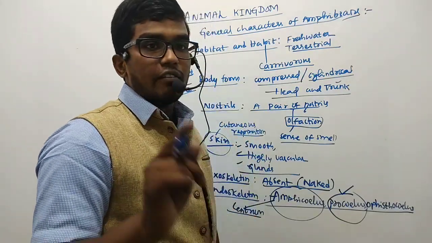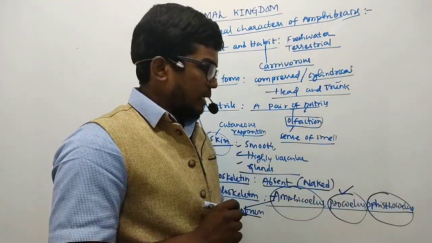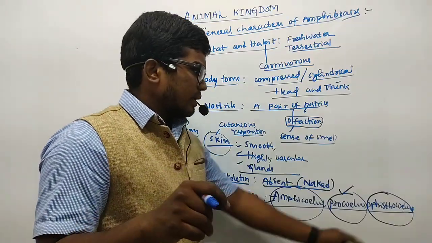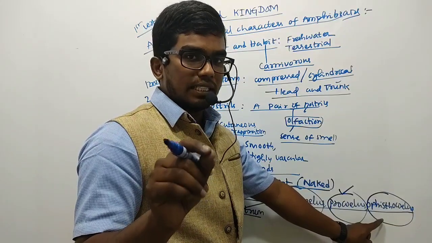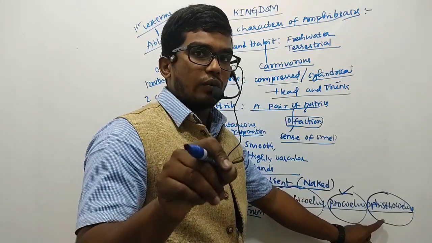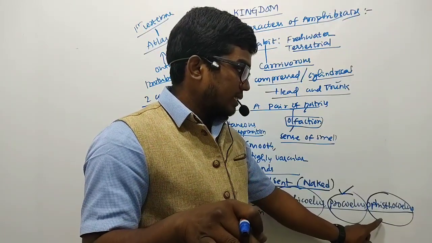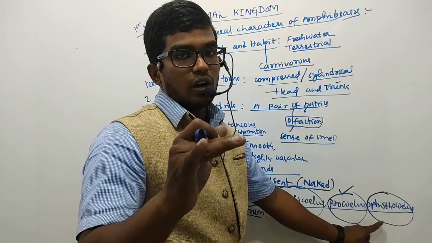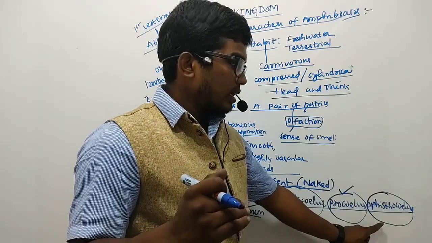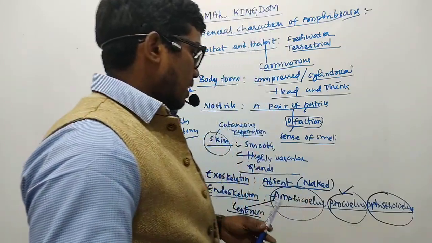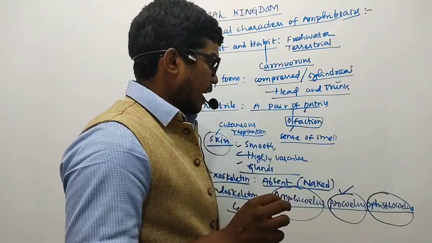Furthermore, dear students, we have opisthocoelous vertebrae as well. It is very simple. The centrum towards one end, let us say the anterior end, can be convex or flat, and towards the posterior end it is concave. Convex or flat at one end, and towards the other end it can be concave. So these are the different types of vertebrae which we can find in amphibians.